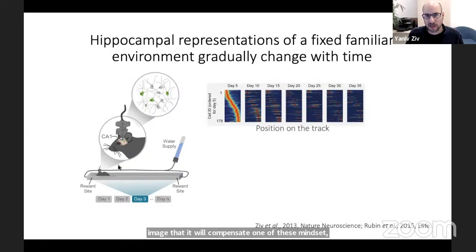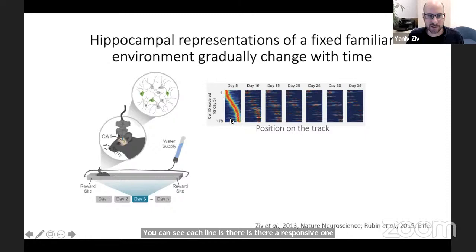And in the hippocampus, there are places that form a hippocampal representation of that environment. And we analyze the stability of these maps. So if you look at the map that was formed here on the left, that was formed by the places that were active on day five, the first day of this experiment, you can see each line is the response of one cell along the linear track. So the x-axis here is the length of the linear track.